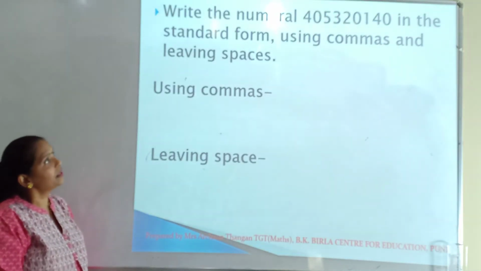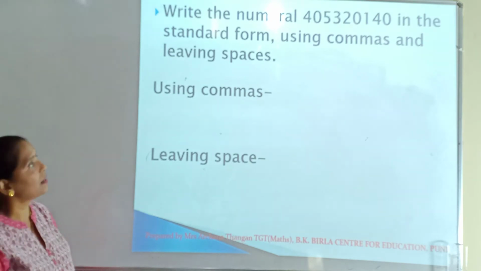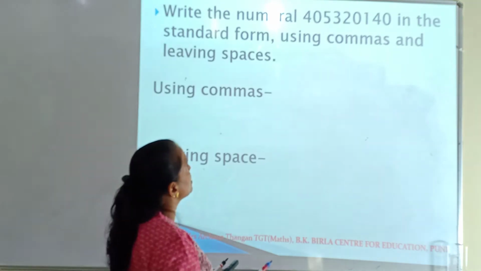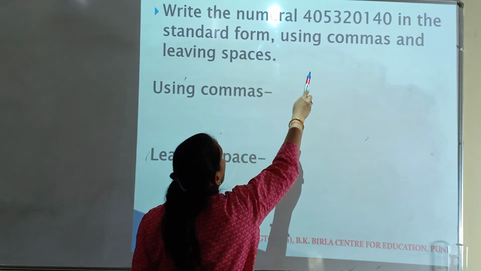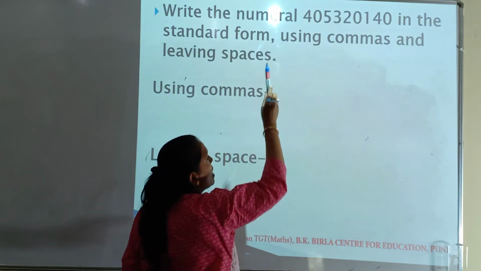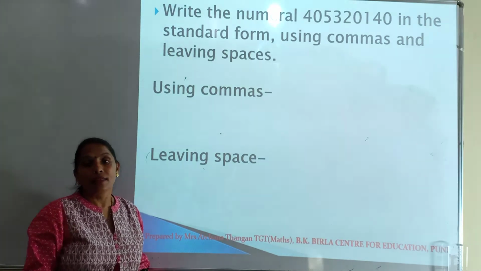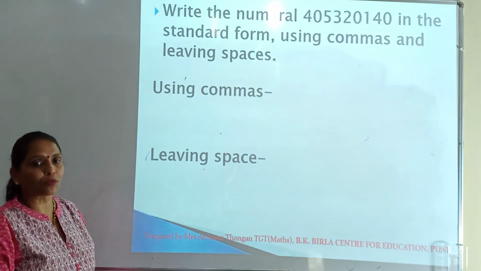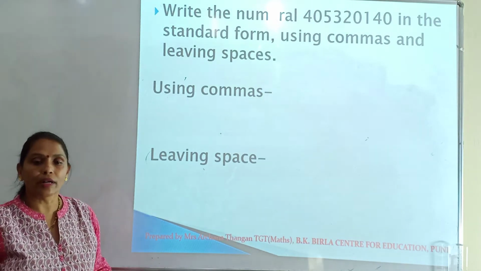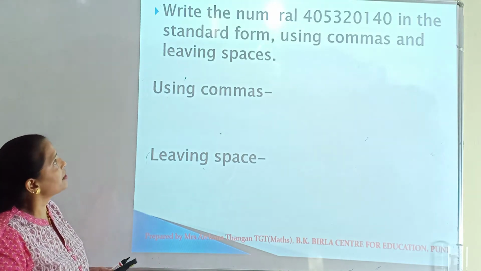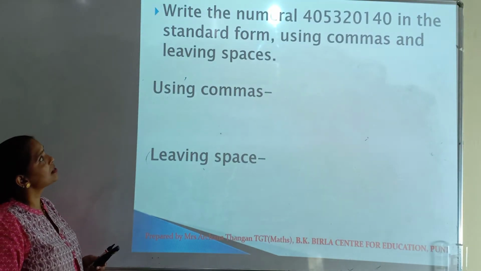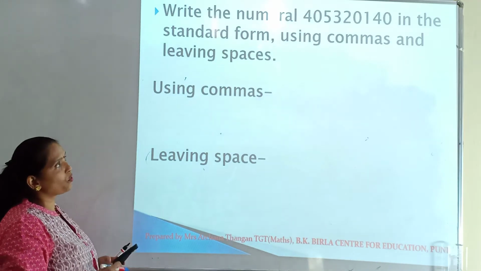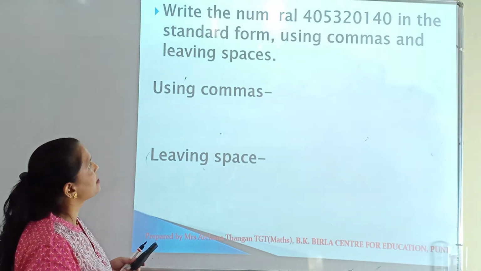Write the number. This is the number we have. First you have to check how many digits are there. 1, 2, 3, 4, 5, 6, 7, 8, 9. We have a 9 digit number. We have to put the comma according to the Indian system. Write the numeral in standard form using commas and leaving space. So we have to write in 2 ways. We can write this number in 2 ways.